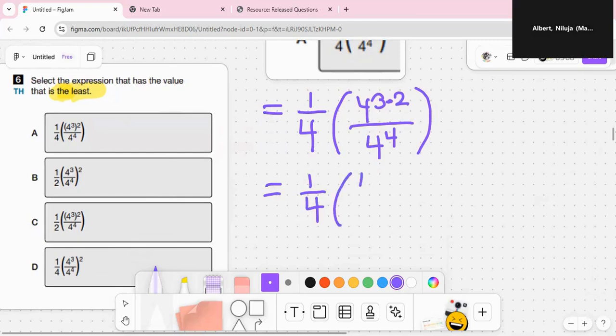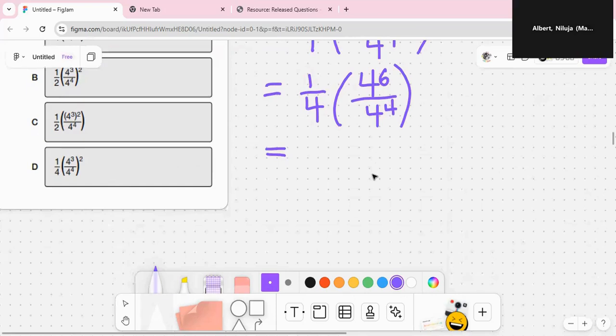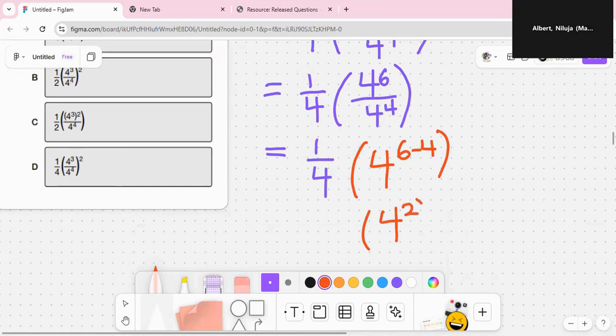times 4 to the power of 6 divided by 4 to the power of 4. The rule for dividing powers, I have to keep the base the same and subtract my exponents. So I'm going to keep the base the same, subtract 6 minus 4. That gives me an answer of 4 to the power of 2 multiplied by 1 over 4.